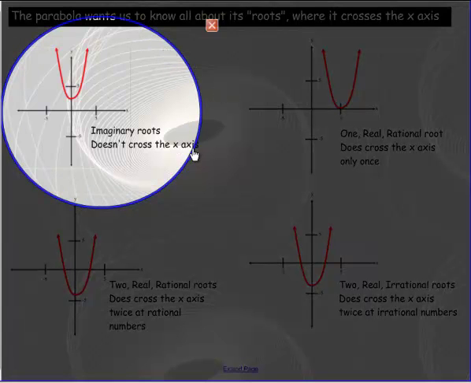All right, picture 1. Imaginary roots. It doesn't cross the x-axis. Now you haven't learned imaginaries, that's tomorrow's lesson, but it can't have any roots if it doesn't cross the x-axis because roots are where it crosses the x-axis. That one makes complete sense.